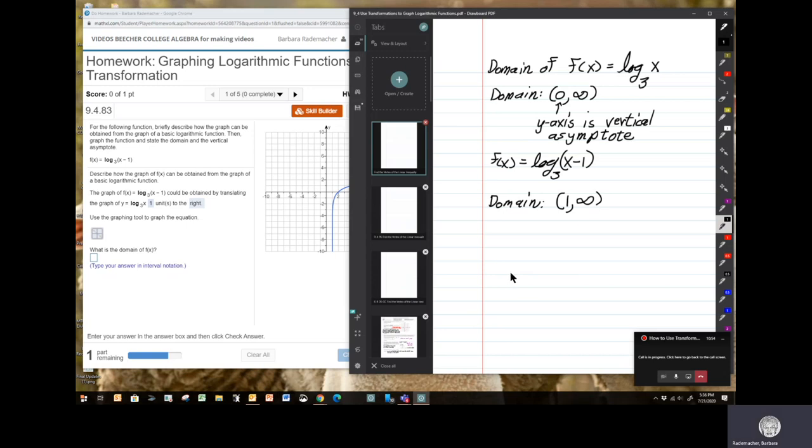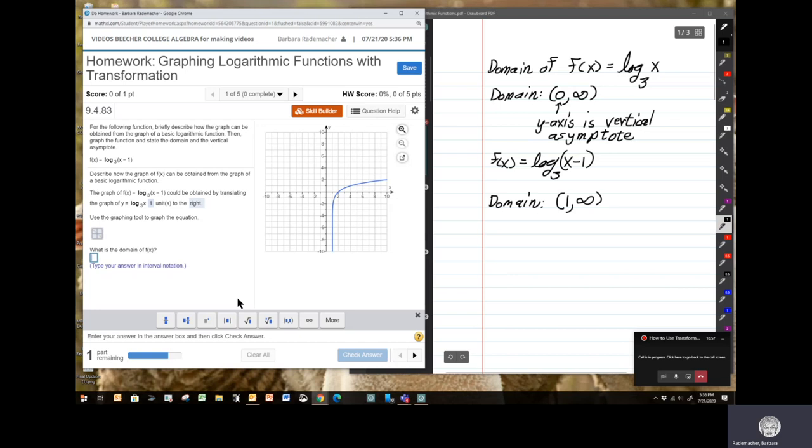And that's what I'm about to type. Parenthesis one, comma, infinity, and then close parenthesis. There. Let's check our answer. Brilliant.